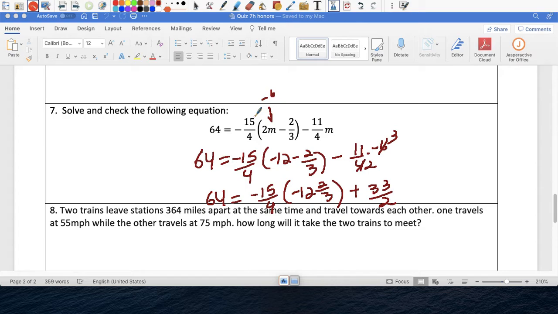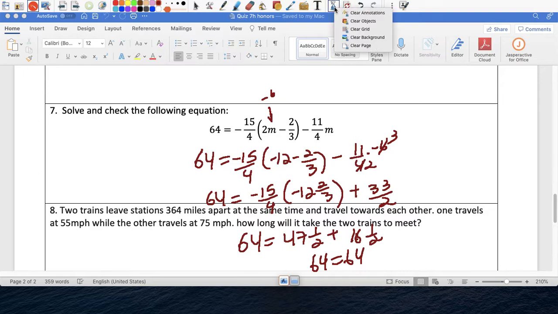15 over 4 times 12 and 2/3 equals, simplify, enter, 47.5 positive. There was nothing wrong. And this is 16.5, right? 33 divided by 2 is 16.5. And if you add that to 47.5, you get 64. So there's actually nothing wrong with what I was doing. Okay, anyways, there we go.